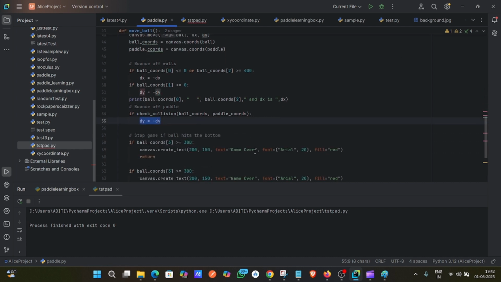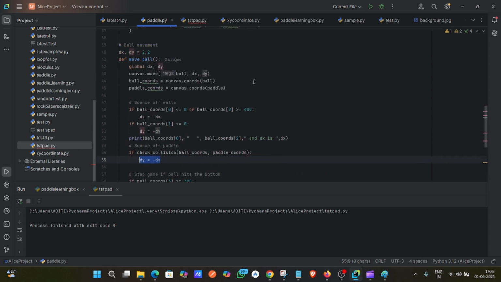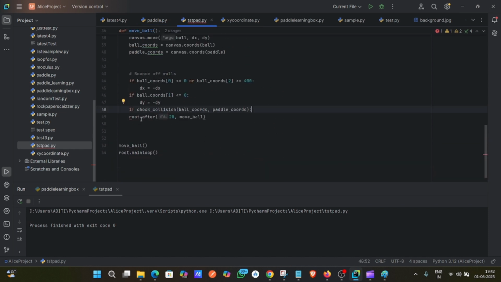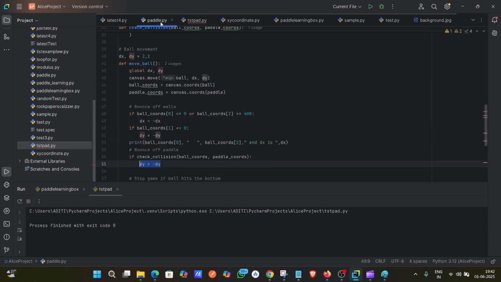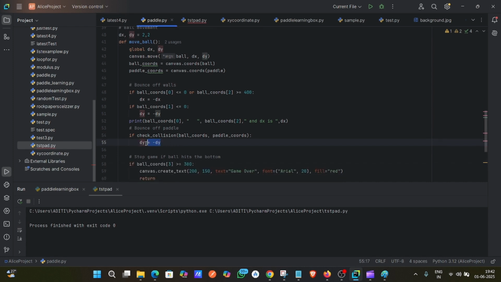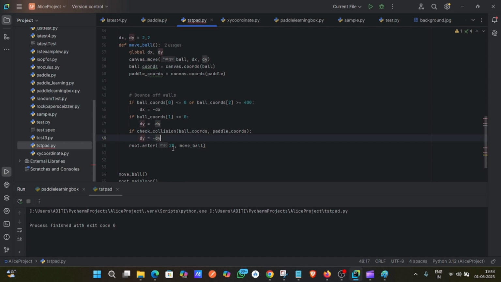So let's run this code. Okay, what is this? Okay, so let's add this line here: dx equal to minus dy. And now run this code.